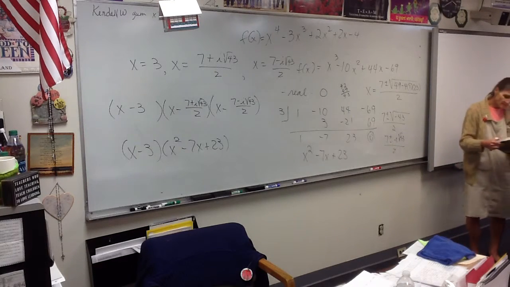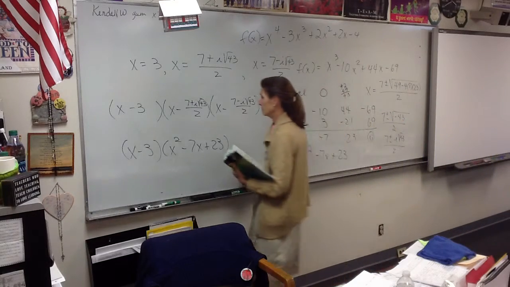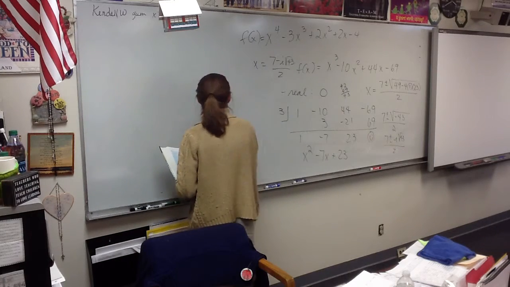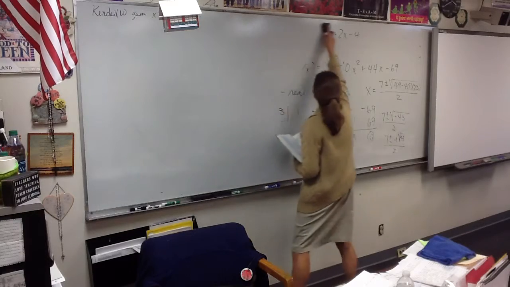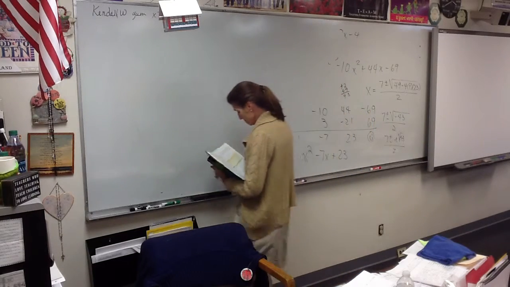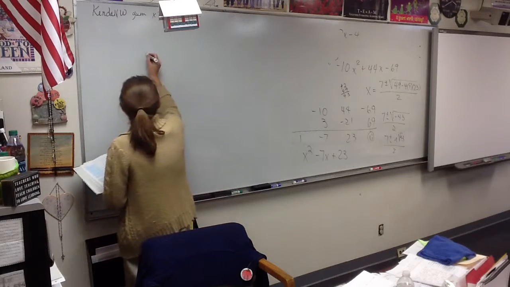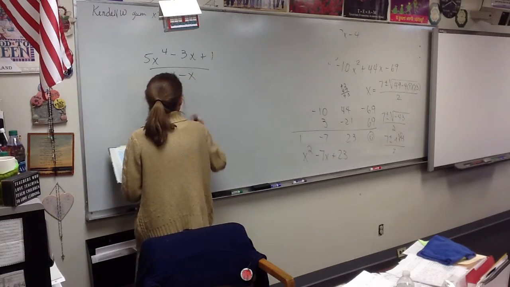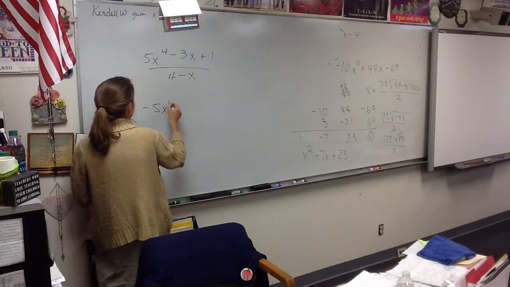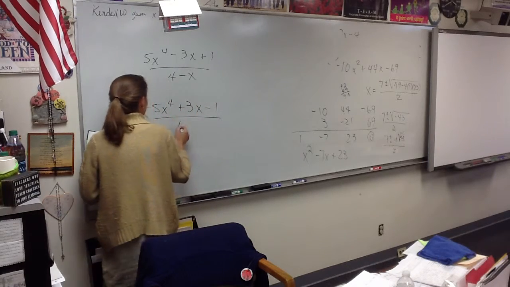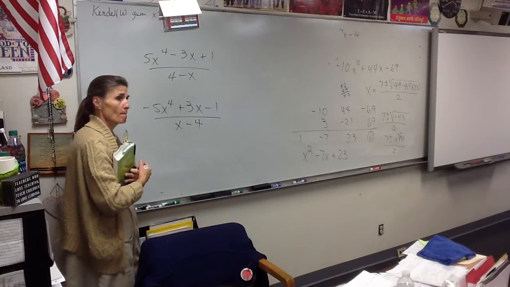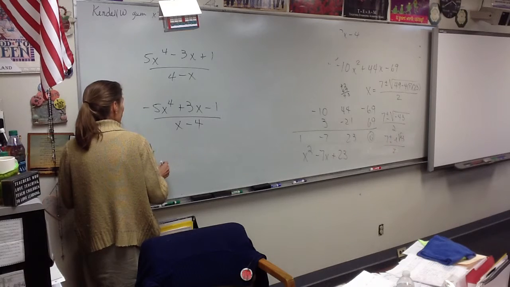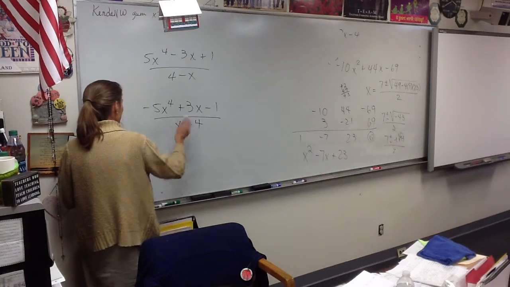So did you do that synthetically or long division? Yeah, I did. Okay, that one's a little tricky. Because you've got 5x to the 4th minus 3x plus 1 over 4 minus x, which is the same as negative 5x to the 4th plus 3x minus 1 over x minus 4. Did you make that change? I don't know if it makes a difference or not. I would. Let's see if it makes a difference. So we get 4, and then be careful here, we got some zeros.